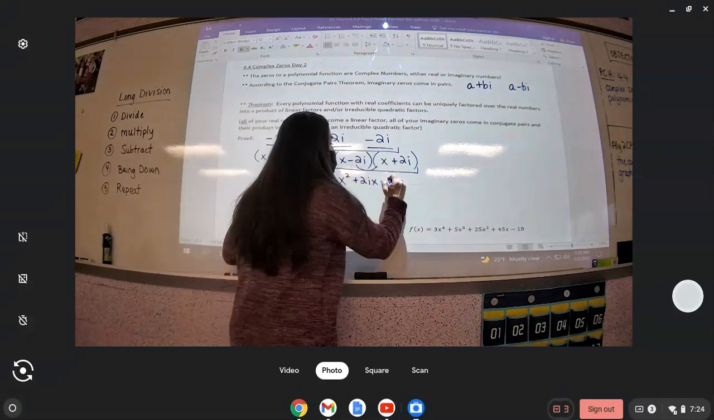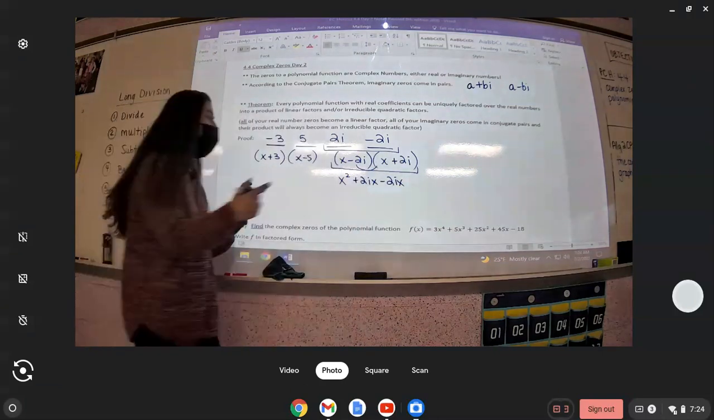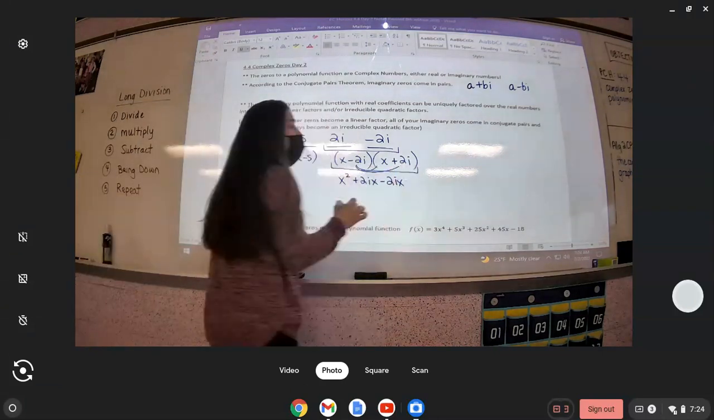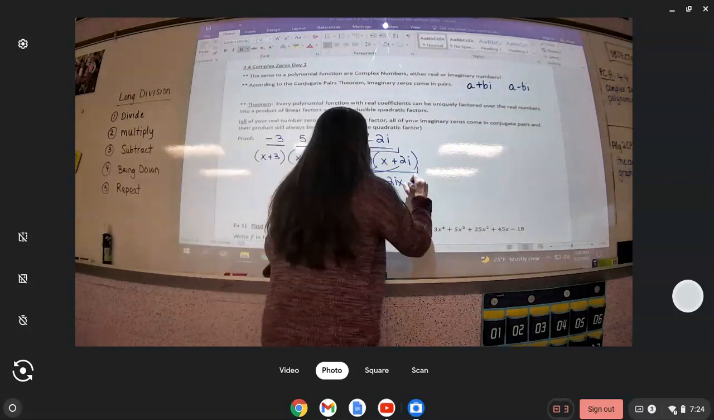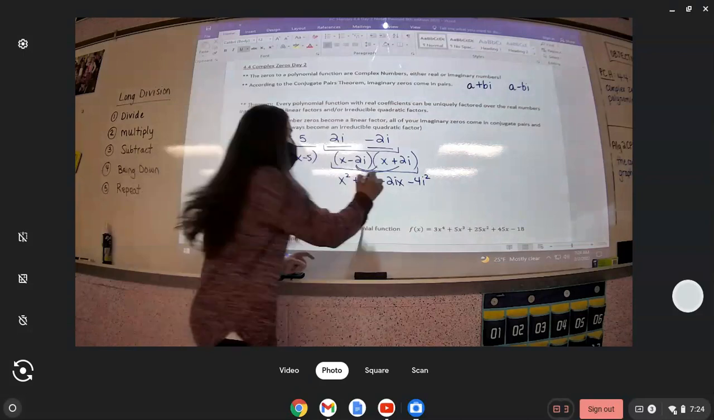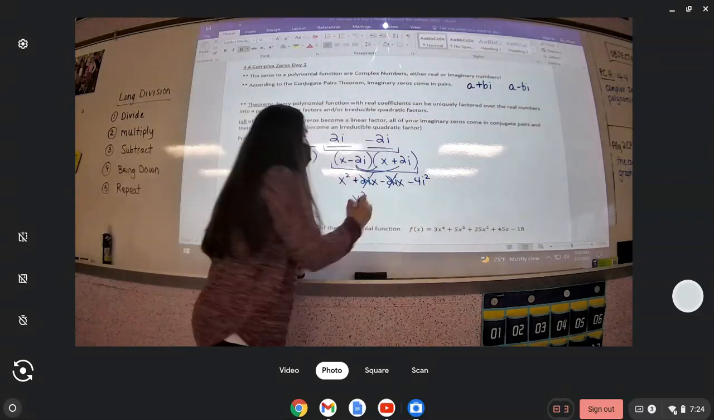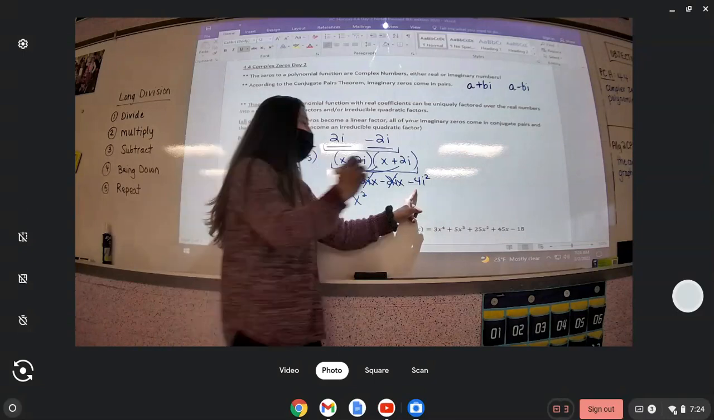-2i times x is -2ix. And what's going to happen to them? They're going to cancel out. And then -2i times +2i is -4i squared. So if we reduce this, they cancel. I'm left with x squared, -4i squared, guys.